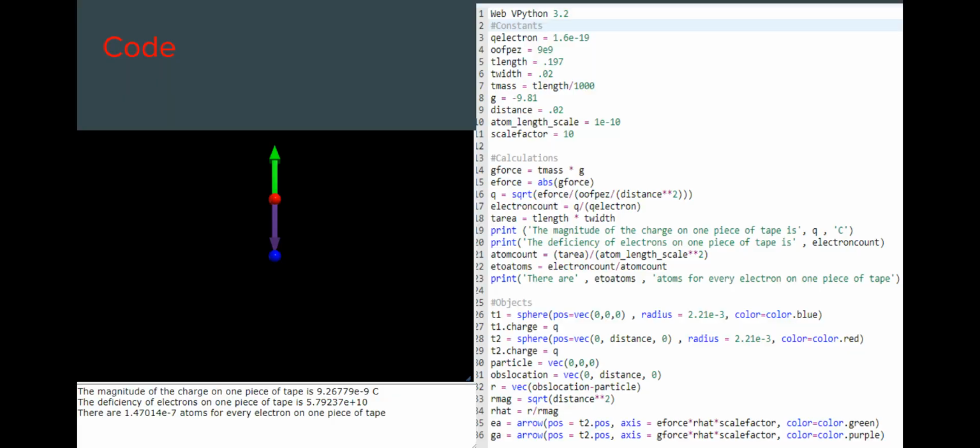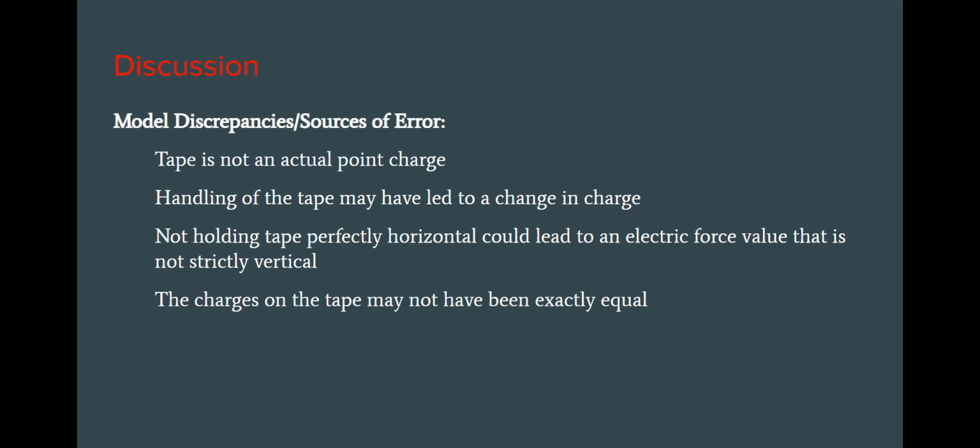The coding model treats the tape as a point charge. The constants, such as the charge of an electron, are set. The force of gravity is equal to the electrical force due to the net force being 0. From this, the charge can be solved for, resulting in 9.268 times 10 to the negative 9 coulombs. The deficiency of electrons can be determined from taking this charge and dividing it by the charge of an electron, resulting in a deficiency of 5.79 times 10 to the 10 electrons.